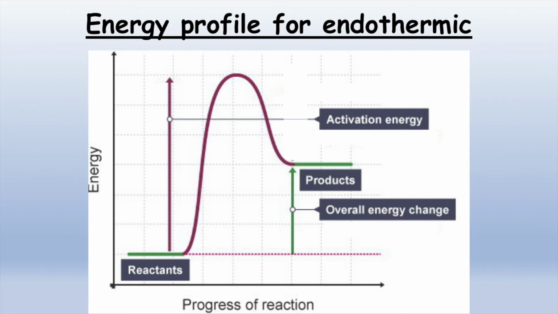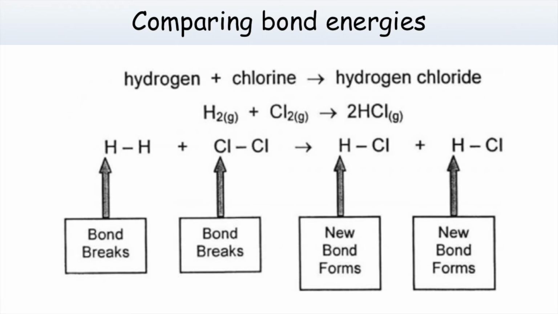It's important that you can label the parts of the profile, so you should be able to identify or draw the reactants, products, activation energy and change in energy. The reactants are always on the left and the products always on the right, but which is higher or lower in energy depends on the type of reaction. The overall change in energy is the difference between the reactants and products. Activation energy is much higher in endothermic than in exothermic reactions, as a lot of energy is needed initially to break the bonds. Finally, we can also compare energy change in a reaction quantitatively.